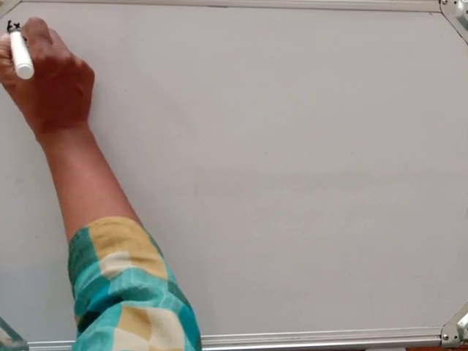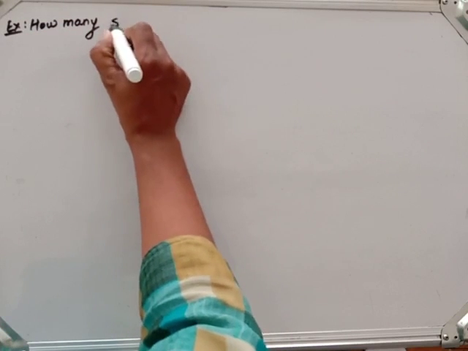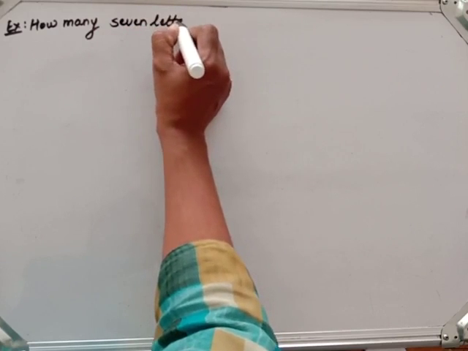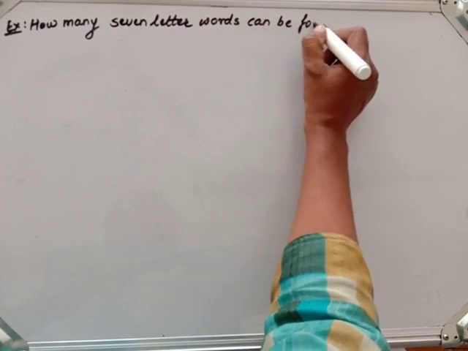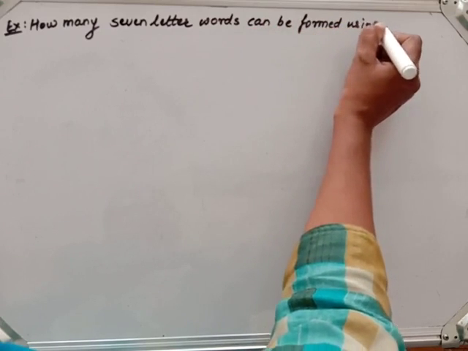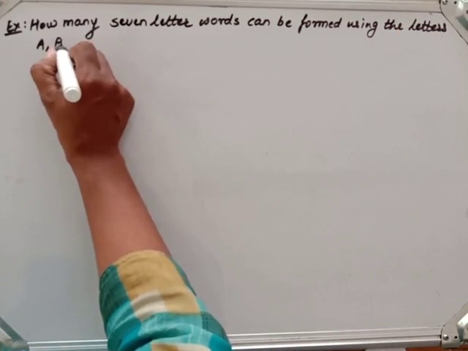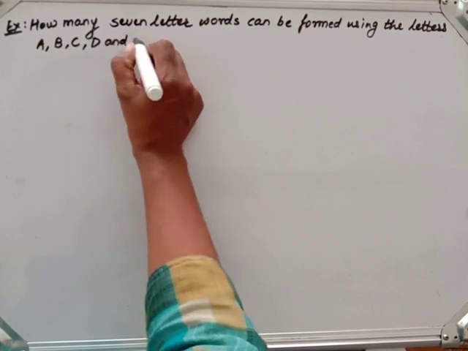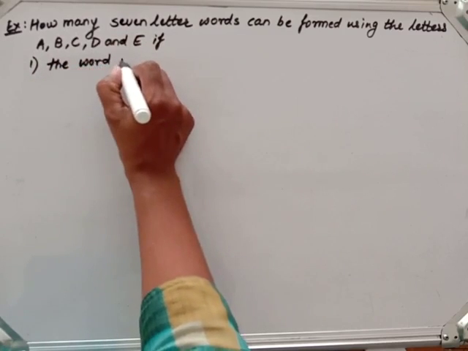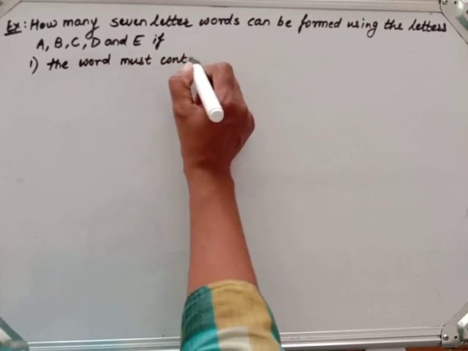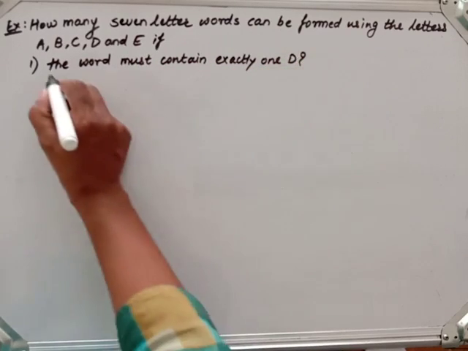So the example: how many 7-letter words can be formed using the letters A, B, C, D and E, if the first condition is that the word must contain exactly one D. The word has exactly one D.